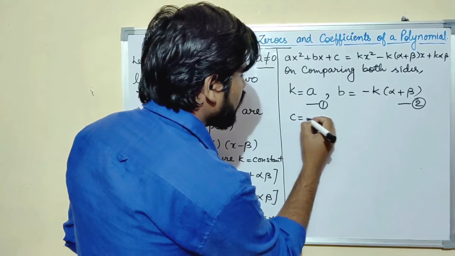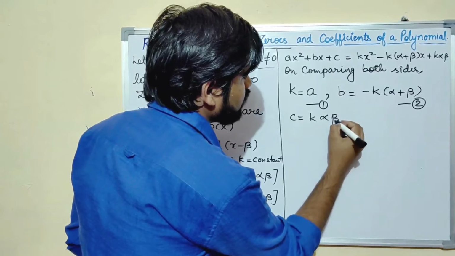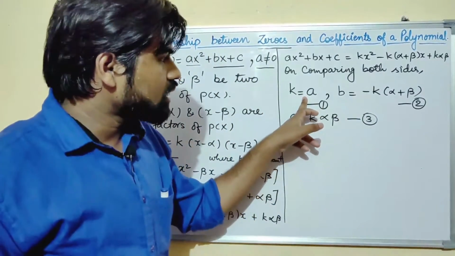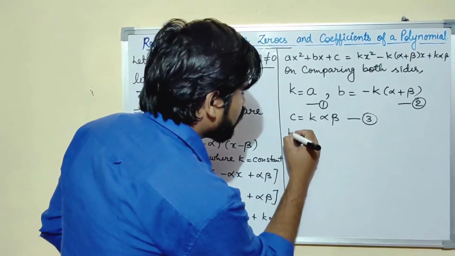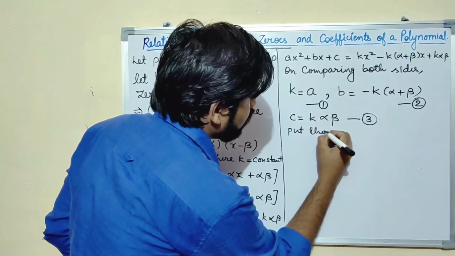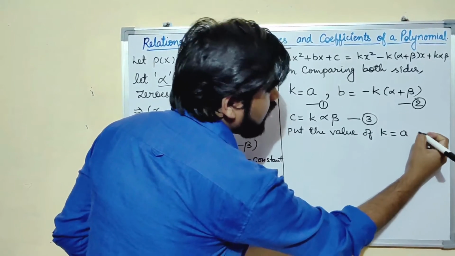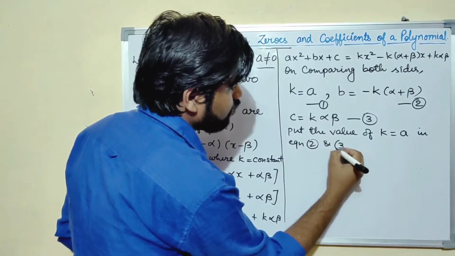So c equals k alpha beta. This is your third equation. Now substitute the value of k as a in the second and the third equation. Put the value of k equals a in equations 2 and 3.